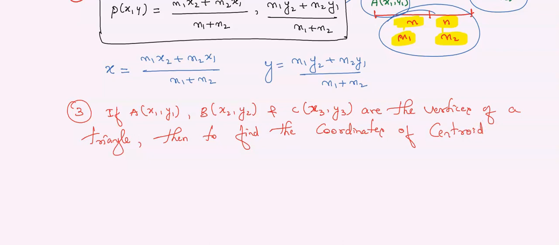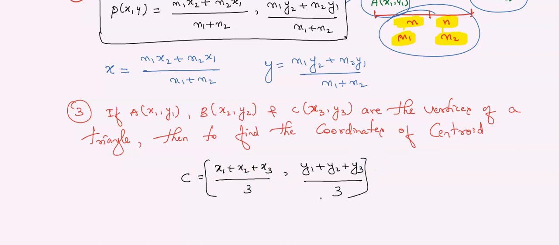What is the formula? If you want to find the coordinates of a centroid, the formula is C, which is nothing but the centroid, equals x1 plus x2 plus x3 divided by 3, comma y1 plus y2 plus y3 divided by 3. This is the formula which we use to find the coordinates of a centroid when three vertices of a triangle are given. Is this clear? Understood? Yes.